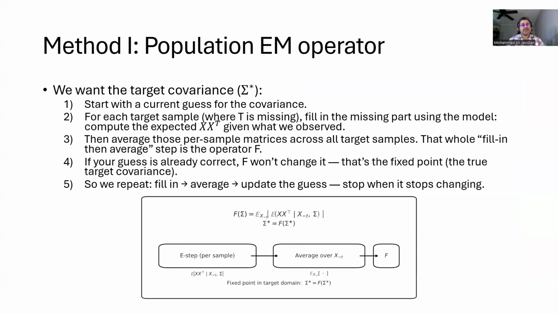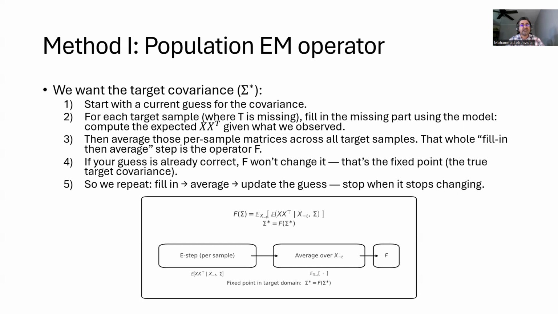We define F sigma as filling the missing T for each sample using the current sigma. Then average across the target population. The target covariance sigma star is the fixed point of F, meaning sigma star equals F of sigma star. Intuitively, fill in, then average, and repeat until nothing changes.